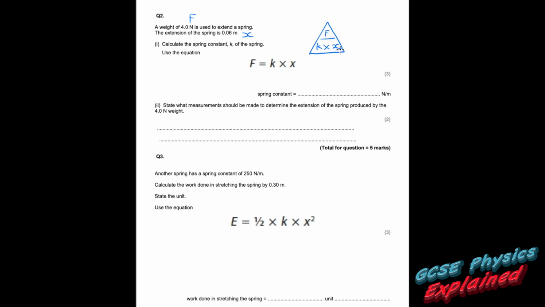Cover up what you're looking for. We're looking for the spring constant k. So that's F divided by x. Pop the numbers in. And that equals 66.67. So I'll put it to 2 decimal places because that's to 2 decimal places.